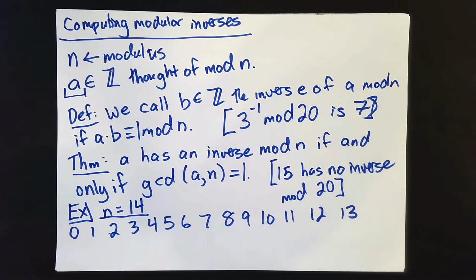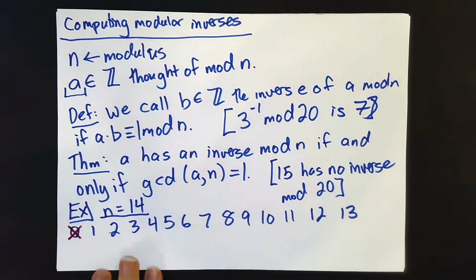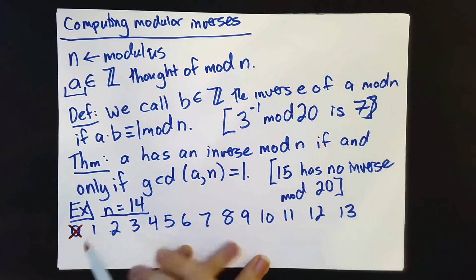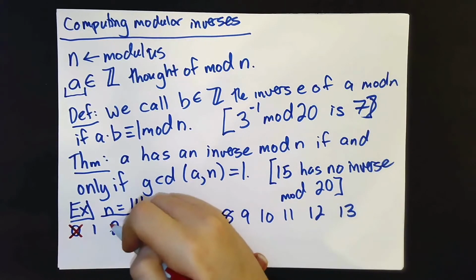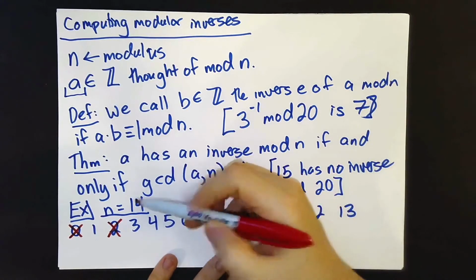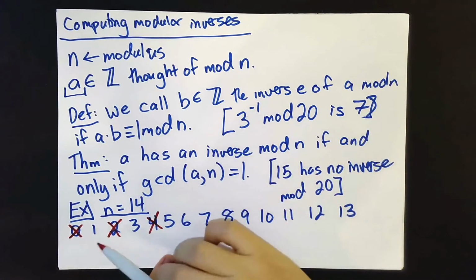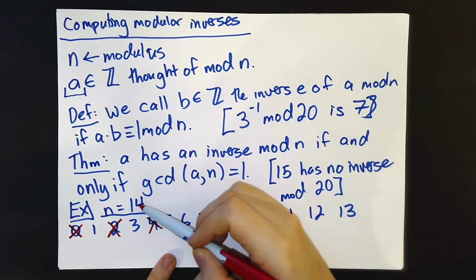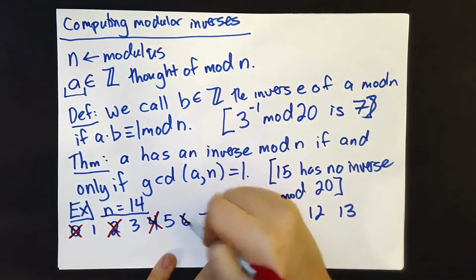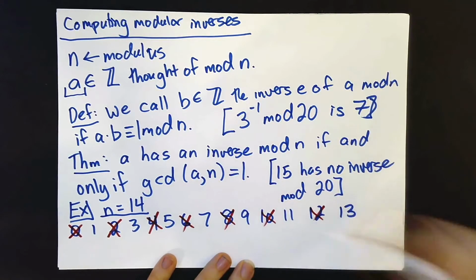So the first thing I'm going to do is cross out everything that's not going to have an inverse. So 0 will never have an inverse, except maybe mod 1. But there's only one thing mod 1, so you probably just shouldn't think about mod 1 basically ever. 1 will have an inverse. 2 won't, because again, 2 and 14 share the factor of 2. 3 will, 4 won't. In fact, since 2 is a factor of 14, all the even numbers are not going to have GCD 1 with 14. So you can go ahead and cross out all of those.